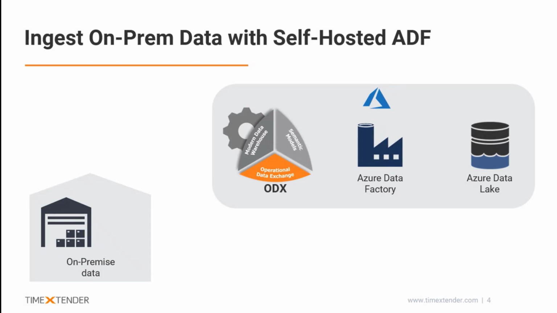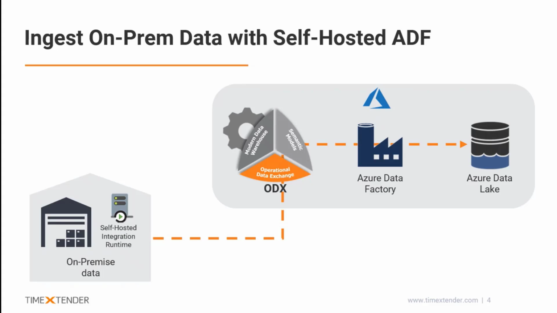So we already have TimeXtender, the ODX configured and working up there in our app server. And we're going to use ODX to generate an Azure Data Factory pipeline and load that data in. So the first thing, we need to create the ADF resource. We need to provide access so TimeXtender can talk to that resource. And then TimeXtender is going to generate a pipeline loading the data from on-prem. This is going to be done using a self-hosted integration runtime.